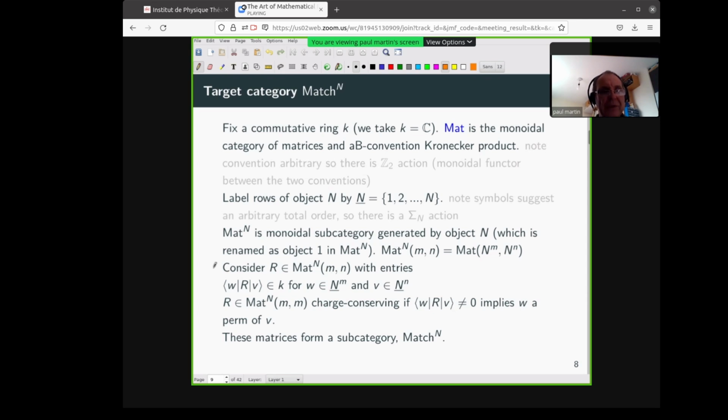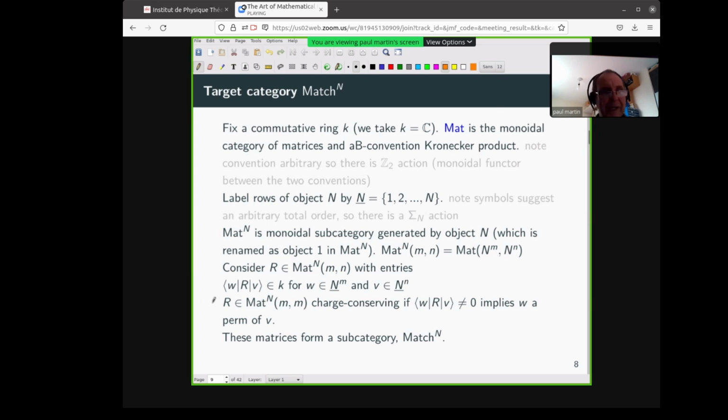Consider a matrix in this mat n, and in particular in the morphism set mat n, mn. So that's m by n, n to the m by n to the m matrices. I can index the rows and columns of these possibly bigger matrices in what I hope is an obvious way by taking words of length m and n respectively in my symbol set 1 up to n. So yeah, the set of all the words of that length clearly has the right dimension to label the rows and columns of such a matrix.